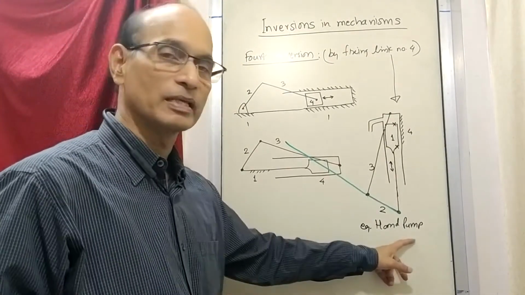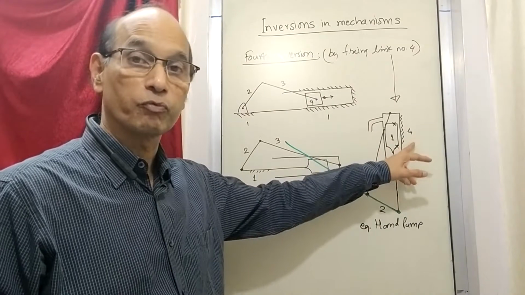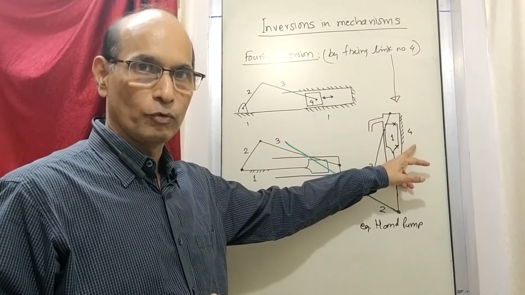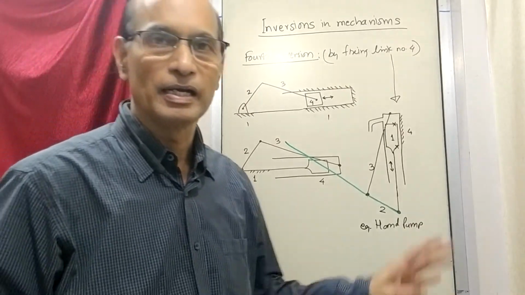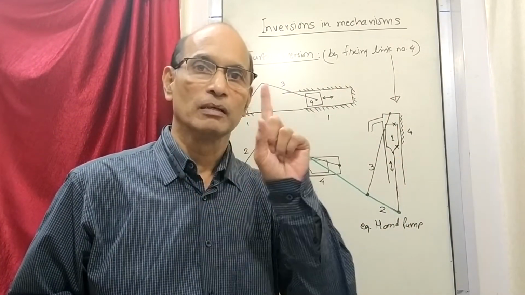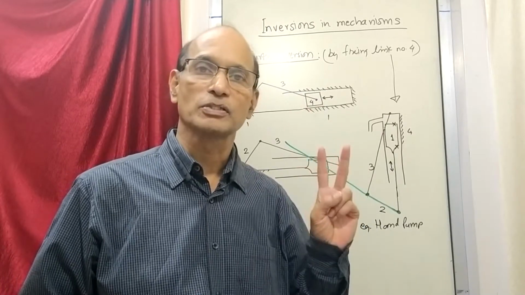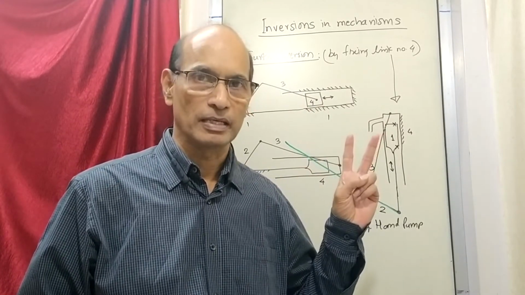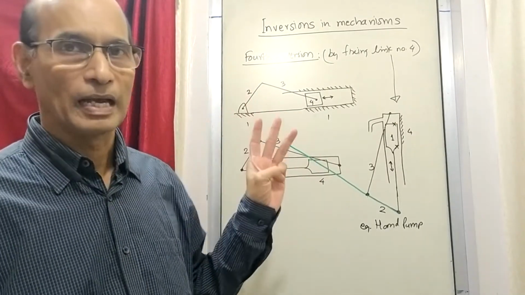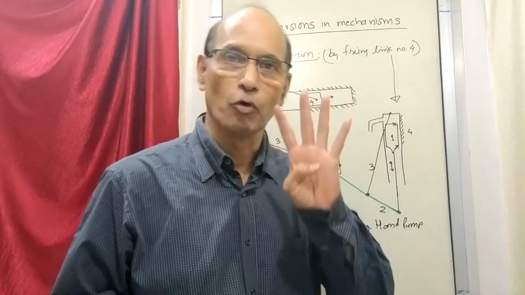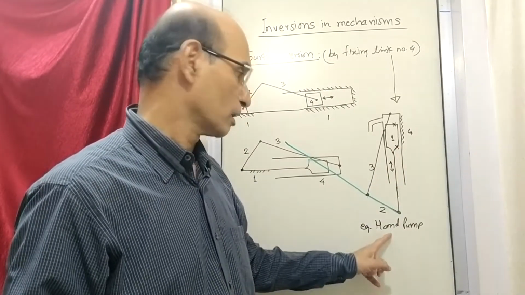So a hand pump is an inversion of a slider and crank mechanism when link number 4 is fixed. So we have seen 4 different links. When they are fixed, we get 4 different types of inversions. Link number 1, first inversion, that is the IC engine. Link number 2, second inversion, that is the Whitworth quick return mechanism. Link number 3, the third inversion, is the crank and slotted lever mechanism. And link number 4, when you fix it like this, you get a hand pump as another example.